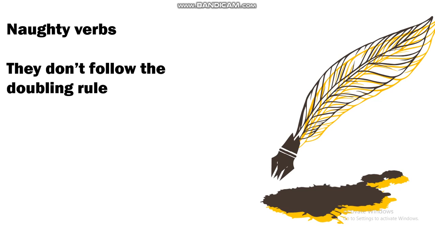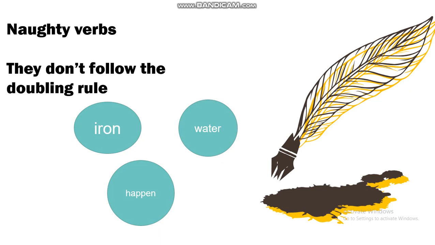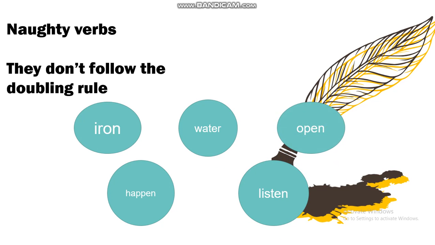So, as for the CVC rule, there are some naughty verbs that we don't double the letter. They don't follow the doubling rule. These verbs are iron, happen, water, listen, and open. Okay? We never double the last letter. So that's why we call them naughty verbs, because they don't follow the rule.